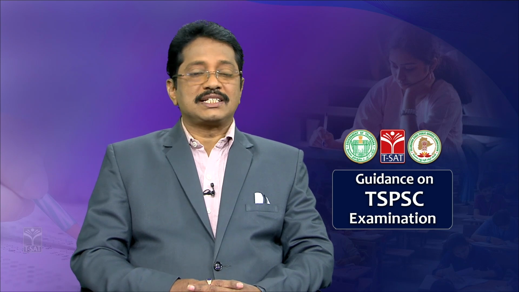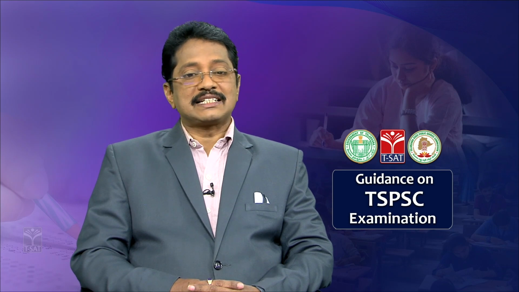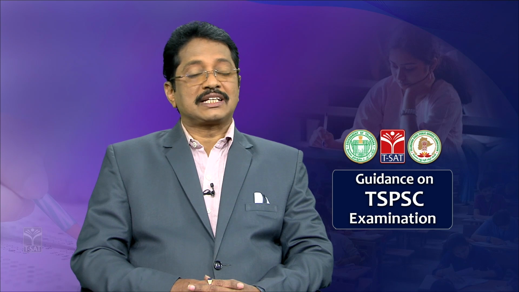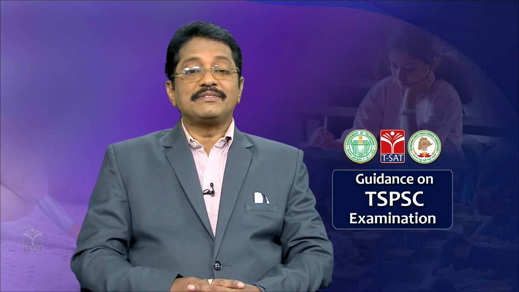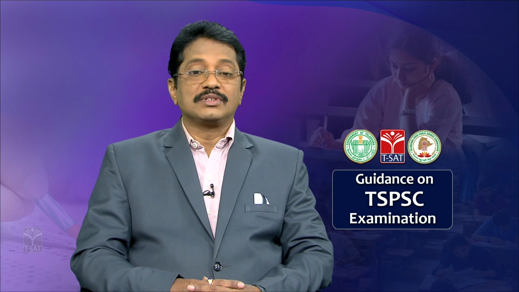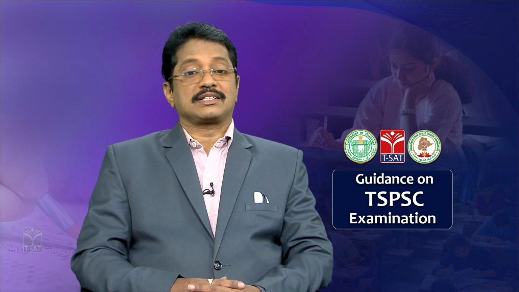Mostly in the previous sections, section 1 and section 2 of this paper 5, they concern science and technology. Each section has 5 questions and each question carries 10 marks, very similar to paper 3. But in section 3, each question will be divided into 5 sub questions and each sub question carries 2 marks.